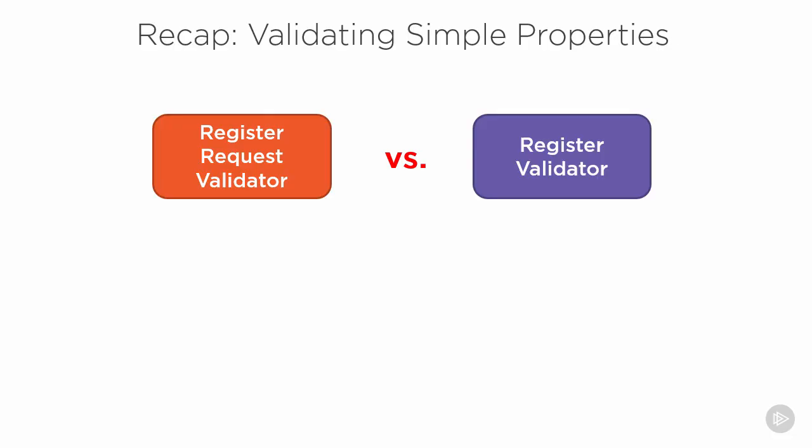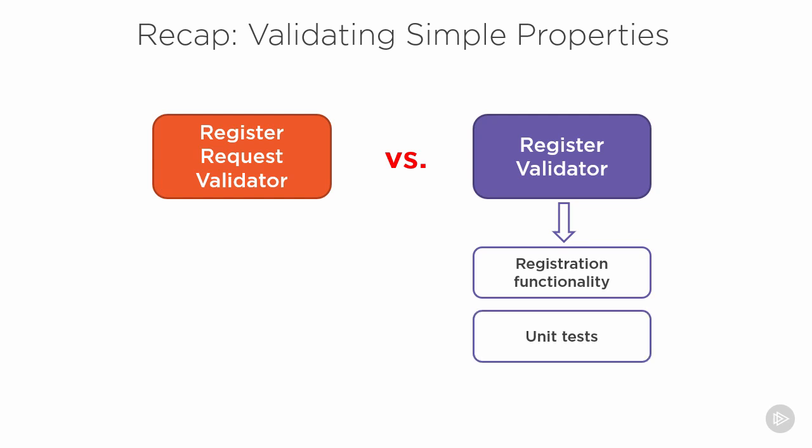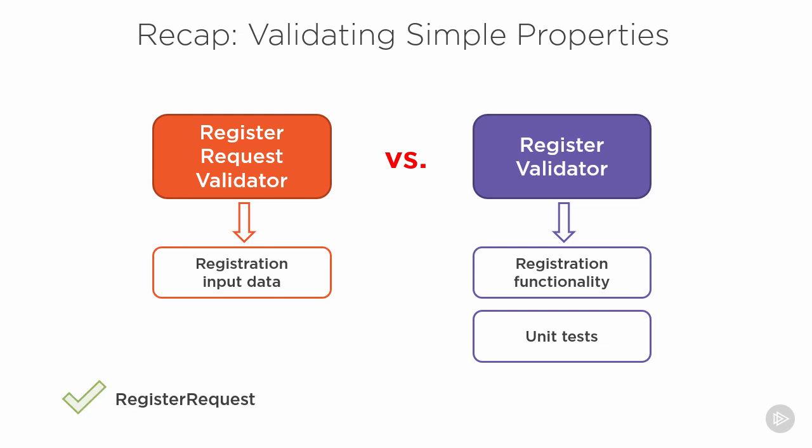Second, notice that we've called our validator RegisterRequestValidator, not RegisterValidator. These two names look similar, but the difference is important. We're not using our validator to verify the registration functionality. That's the responsibility of unit tests. We are validating input, which is the register request, the data that our API receives from the outside. So name all your validators after the data contracts you have in your project. In our case, the data contract is called RegisterRequest, but you could also call it RegisterDTO or RegisterModel.